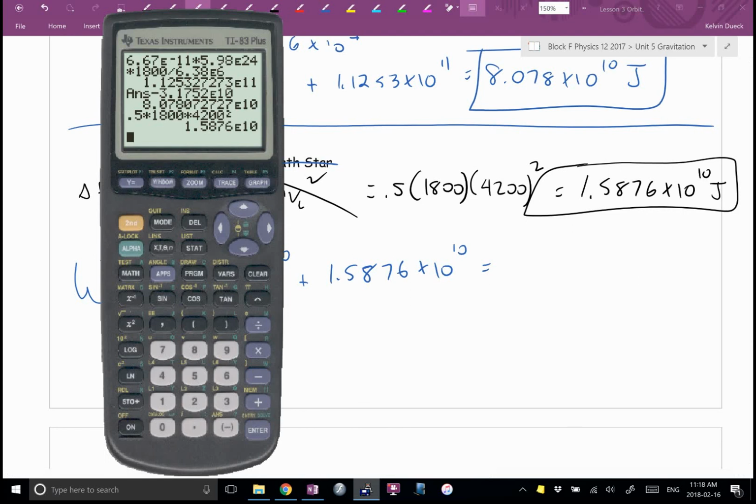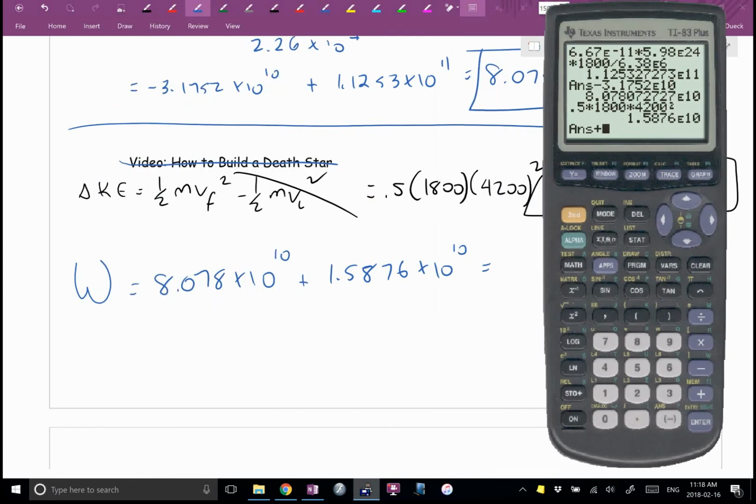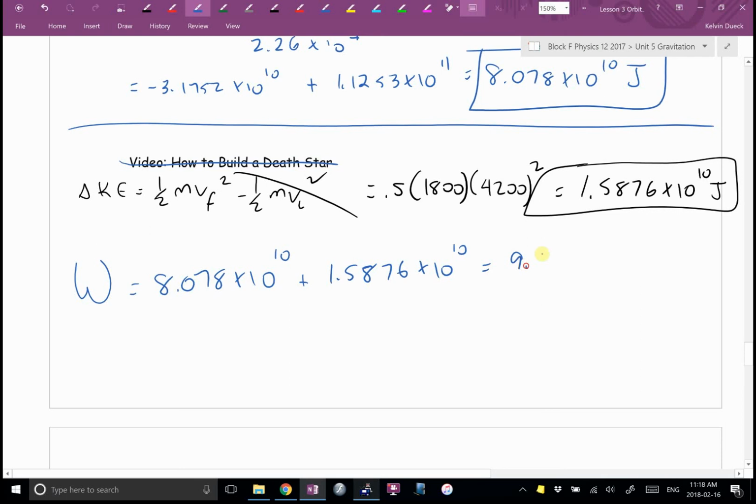I don't need to retype the second one. So I'm just going to add 8.078 times 10 to the 10th. Do you get 9.665? You know what? 9.67. I would take 9.66 or 9.68. There's enough variance depending on which calculator you're using. But 9.6 something. 9.67 times 10 to the 10th. Is that okay?